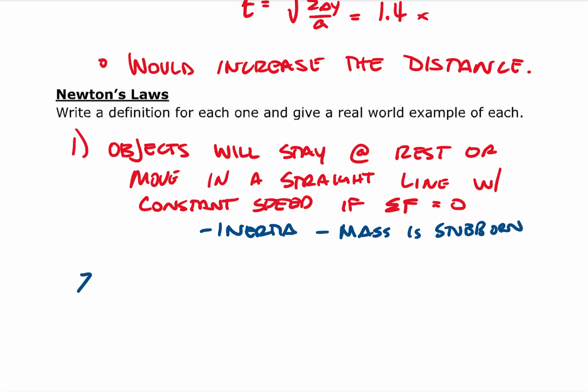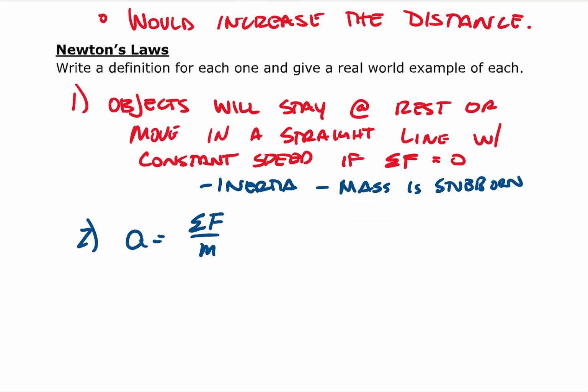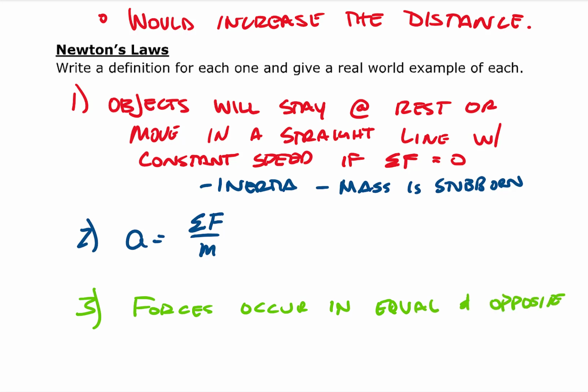The second law tells me that the acceleration of an object is the net force over the mass. More force I get, more acceleration I get. More mass I get, less acceleration I get. The third law tells me that forces occur in equal and opposite pairs between objects. And you can go back in your notes and look up examples of each of those.